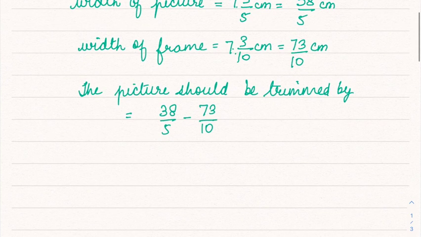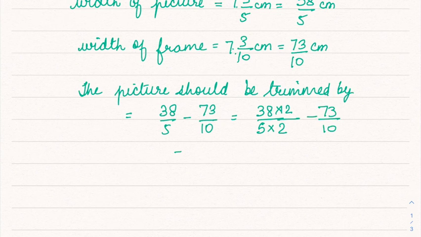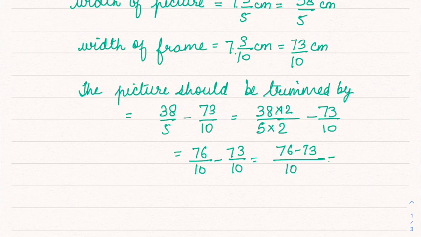Now 10 comes in the table of 5, so we can multiply the first fraction by 2 so that we can make them like fractions. So we multiply both 5 and 38 by 2. 38 2s are 76. Now they have both become like fractions, so we write 10 once and we will subtract. That gives us 3/10 centimeter. So this is the amount by which the picture should be trimmed.